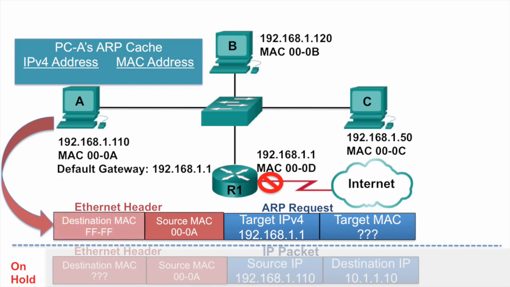The destination MAC address of an ARP request is a broadcast. So it will be sent to the switch, and the switch will flood it out all ports except for the incoming port.